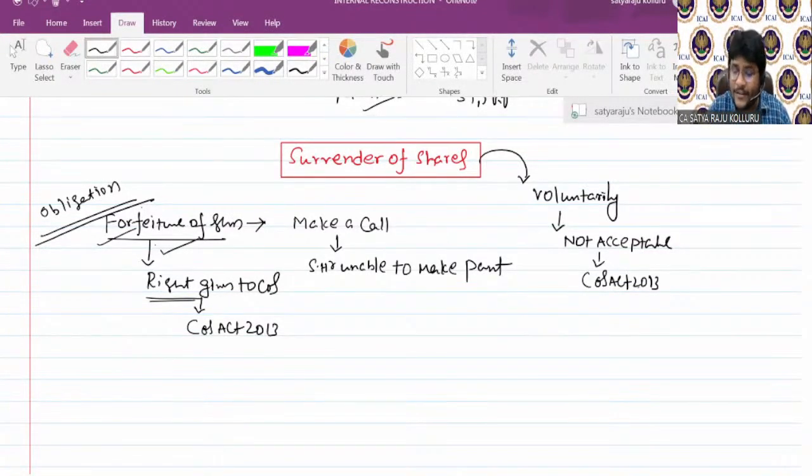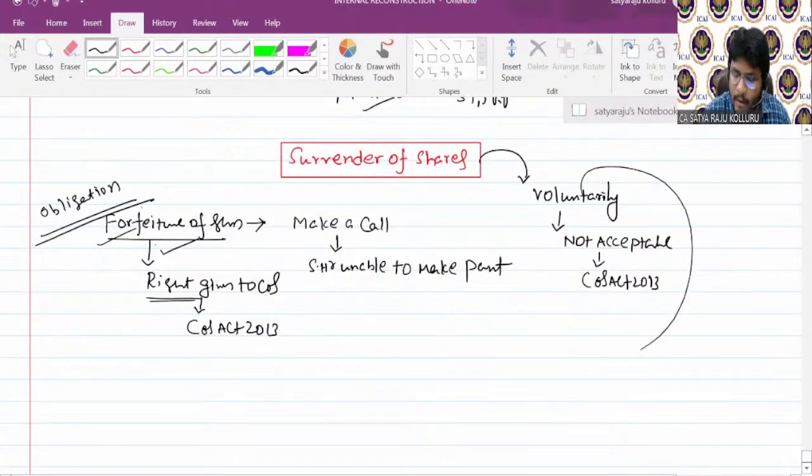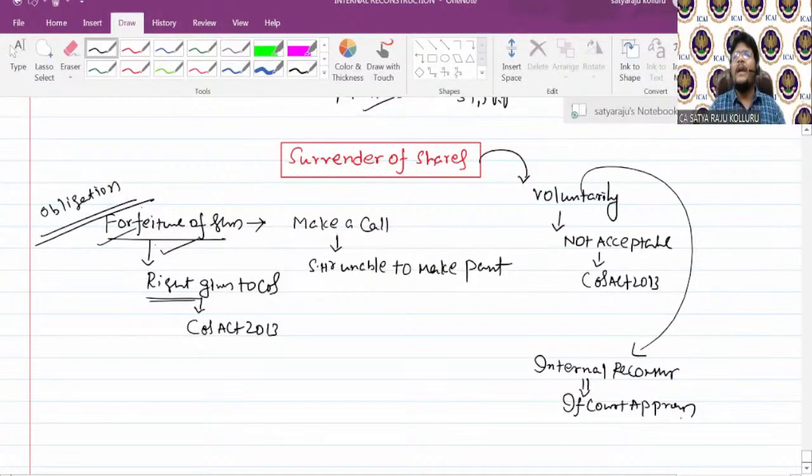But such surrender of shares can be made by the shareholders voluntarily in case of an internal reconstruction process, because the court approves it. Sir, the surrender of shares concept is right now evolving in the best interest of all the parties. That's why, if court approval is there, then a shareholder can voluntarily surrender such shares to the company.